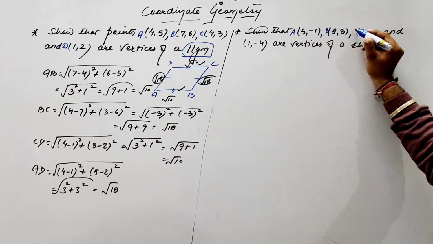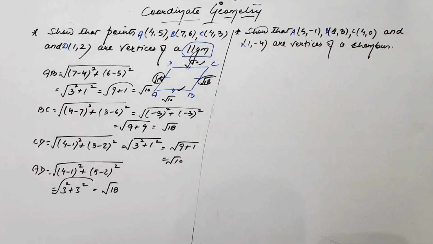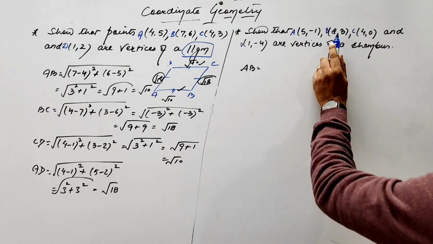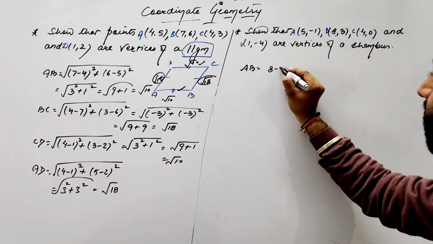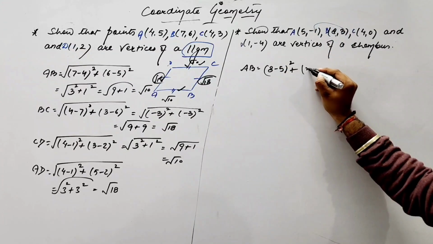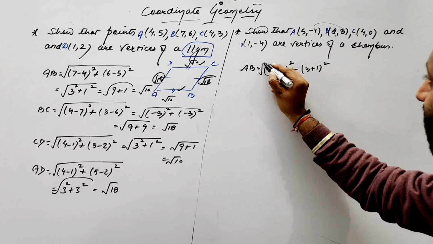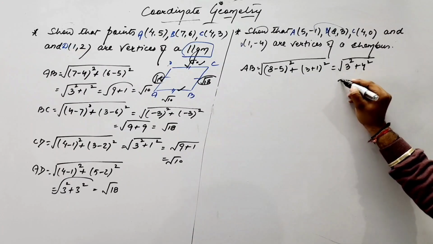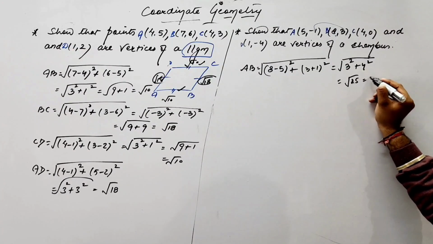Next, show that these are vertices of a rhombus. Suppose A, B, C, D. And we know in a rhombus all sides are equal. First, AB. 8 minus 5 square plus 3 minus minus 1 square. 3 square plus 4 square, 9 plus 16, root 25, that is 5.